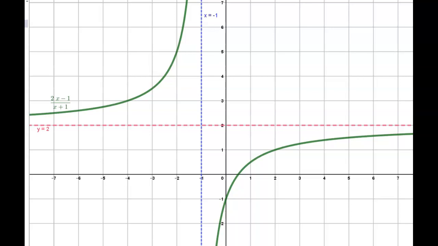Likewise, the horizontal red line, y equals 2, represents the fact that you can't get 2 out as an answer. So 2 is not going to be part of the range. It's not even possible to be part of the codomain. It's just not going to come out as an answer. What happens is, as x increases to an infinitely large number, when you put a large number into the expression 2x minus 1 all over x plus 1, you end up with an answer that gets closer and closer and closer to 2, but never actually gets there. So that's what the graph looks like.